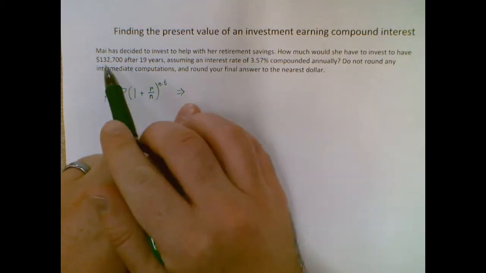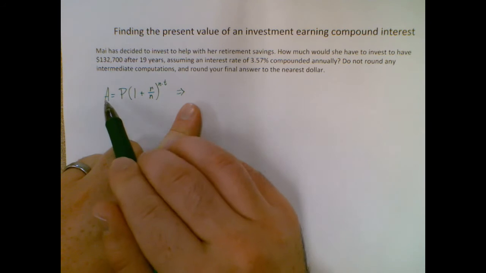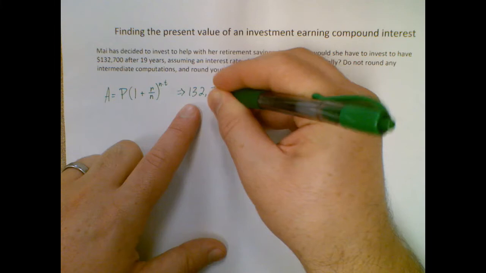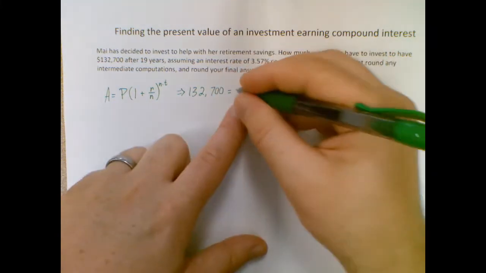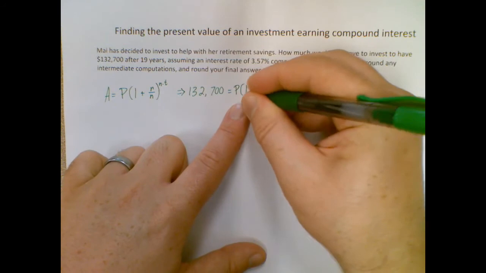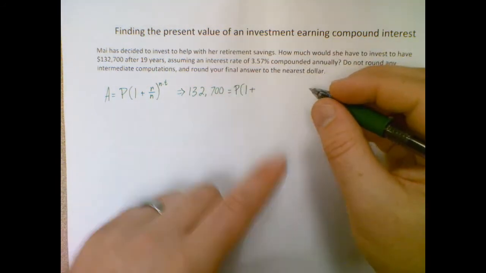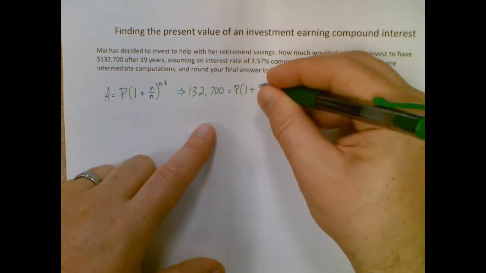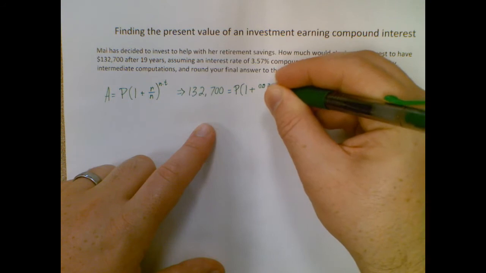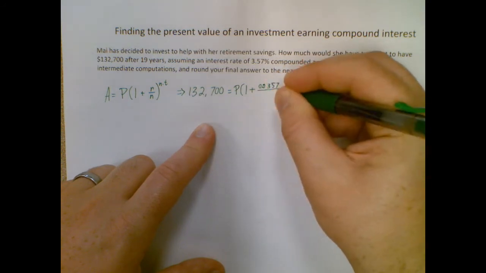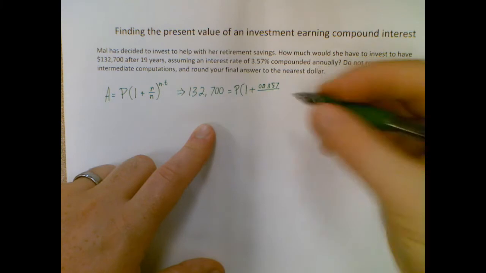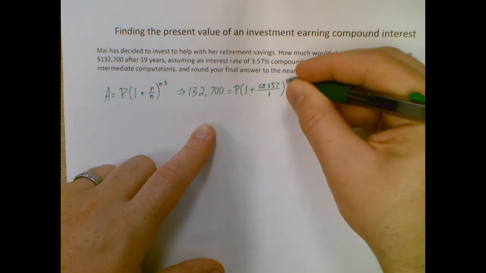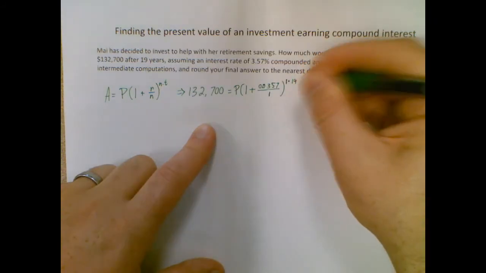Notice this is what I want to end up with, not my principal, so it's going in for A instead of P. So 132,700 equals P times 1 plus, my interest rate is 3.57%, but I want it as a decimal, not a percent, so 0.0357 divided by the number of times I'm compounding, which is annually, so that's just 1 per year, raised to the n, which is still 1, times the number of years, which is 19.